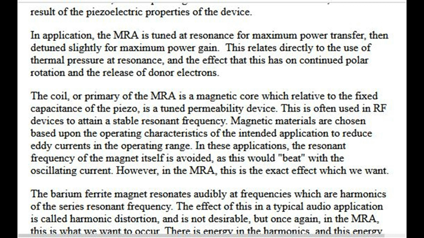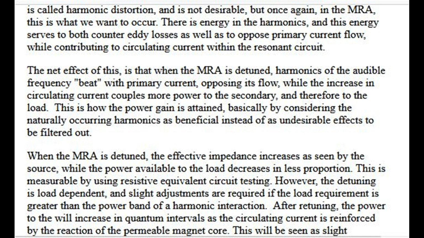There is energy in the harmonics, and this energy serves to both counter eddy losses as well as to oppose primary current flow, while contributing to circulating current within the resonance circuit. The net effect of this is that when the MRA is detuned, harmonics of the audible frequency beat with primary current, opposing its flow, while the increase in circulating current couples more power to the secondary, and therefore to the load. This is how the power gain is attained, basically by considering the naturally occurring harmonics as beneficial instead of as undesirable effects to be filtered out.